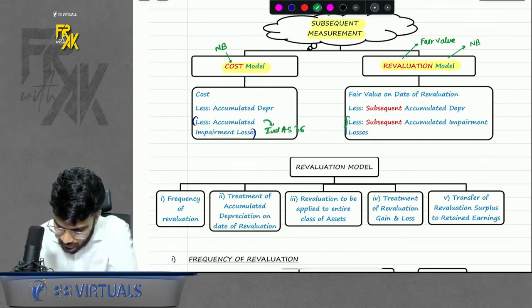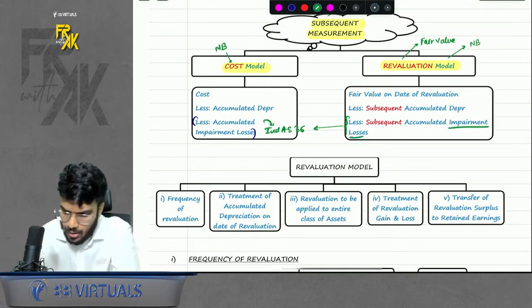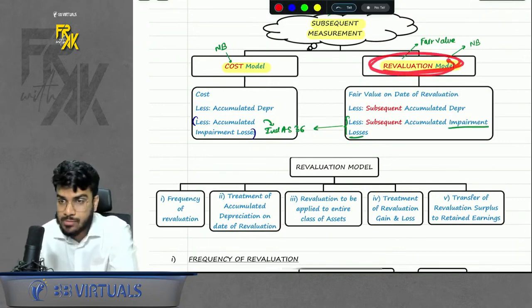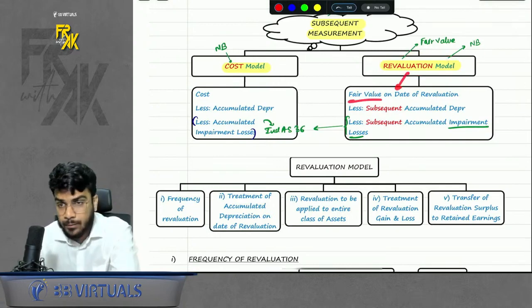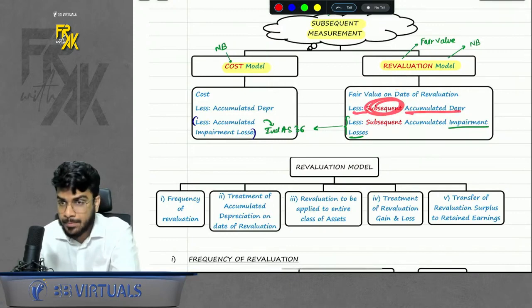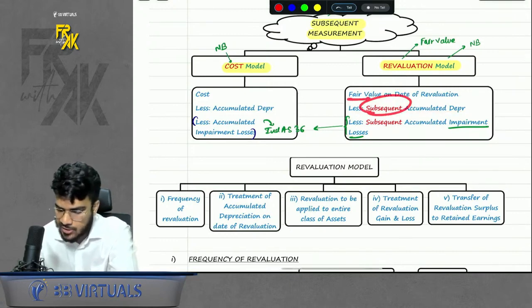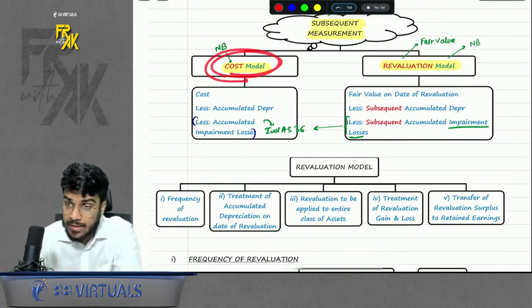This word is used in revaluation model also. So we will study under IND AS 36 what is impairment losses. But if you look at the revaluation model, under revaluation model, we keep the asset at fair value and then less subsequent accumulated depreciation. Why the word subsequent? Because as soon as you do this fair valuation, your subsequent depreciation changes for each year. So this model is very easy.